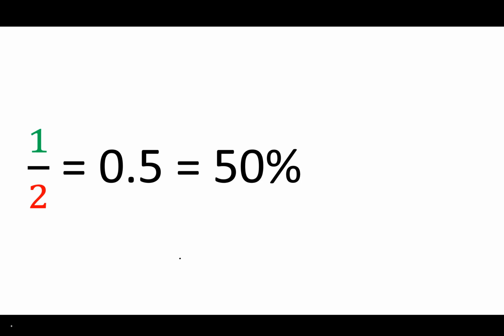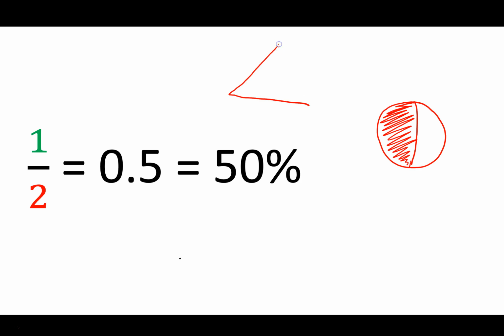And if we draw 50% of a circle, and we shaded it in, that would be approximately 50%. And we can do this as a triangle. 50% of the triangle would be, I'll make it a little bit more accurate, that would be 50%.